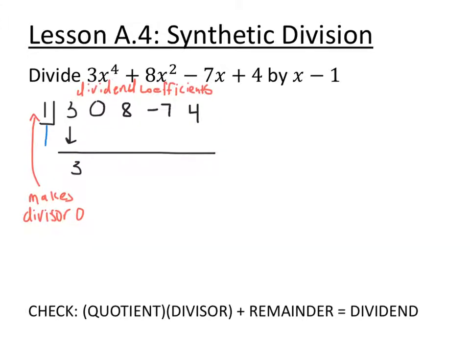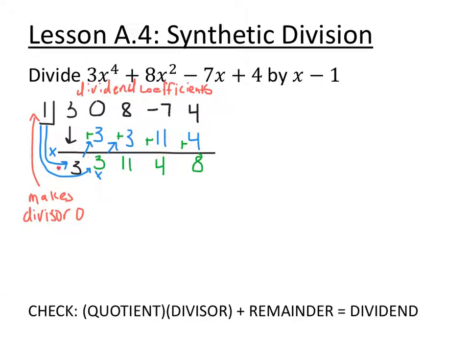You multiply what's in the box by what's down here on the bottom. So 3 times 1 is 3. Then you add: 0 plus 3 is 3. And then you multiply again. 1 times 3 is 3. And then we add. 8 plus 3 is 11. Multiply. 1 times 11 is 11. And then we add. Negative 7 plus 11 is 4. And then multiply. 1 times 4 is 4. And add, we end up with a positive 8.